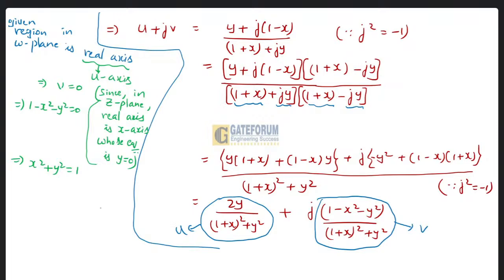So, which is a unit circle, that is radius 1, in Z plane having center at the origin. Therefore, f inverse maps the real axis to the unit circle with center at the origin.